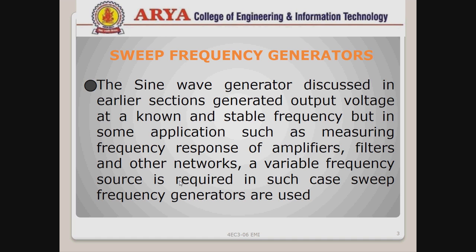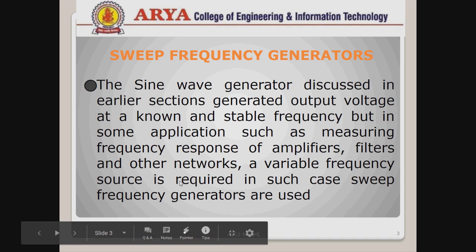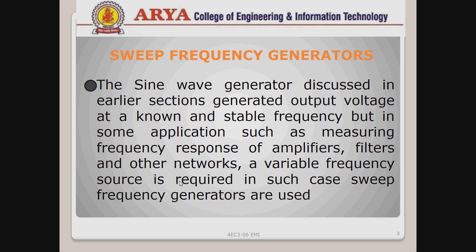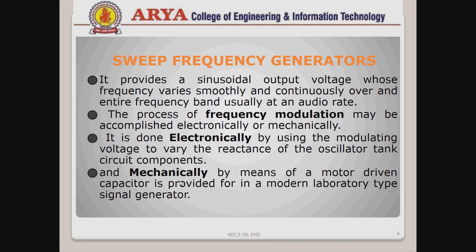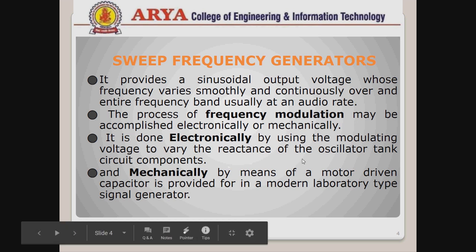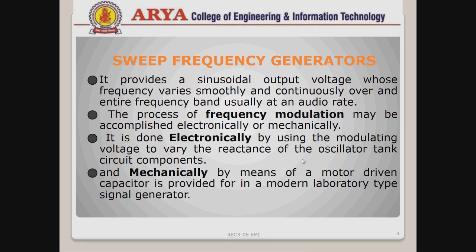The basic difference between a sine wave generator and a sweep frequency generator is that sine wave generators provide only a fixed output frequency, but if we require a variable frequency source, then we can use the sweep frequency generators. Moving to the next slide, sweep frequency generators basically provide a sinusoidal voltage whose frequency varies smoothly and continuously over an entire frequency band, usually at an audio rate. The process of frequency modulation in sweep frequency generators is accomplished either electronically or mechanically.